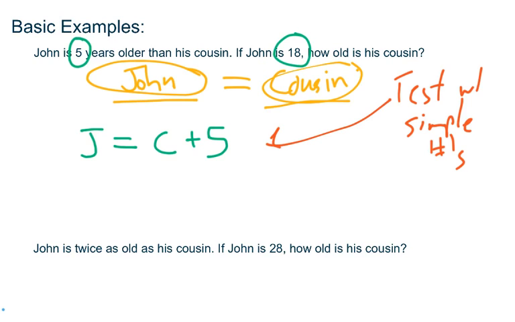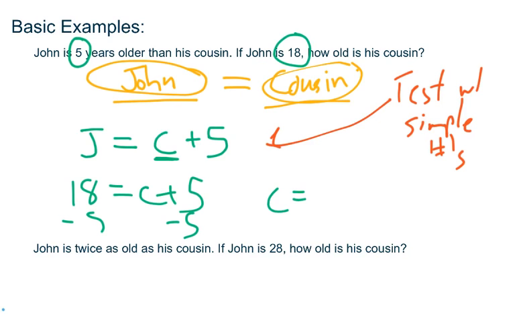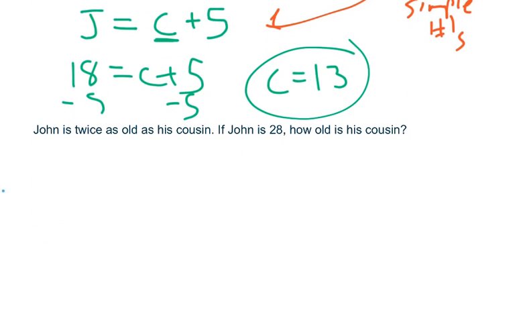Anywho, now that I have it, I can plug in my numbers. I don't know what the cousin's age is, but I do know that John's age is 18, and now I have an equation that I can solve. Subtract 5 from both sides, and I have C is equal to 13. So this cousin is 13 years old. All right, let's look at another example. John is twice as old as his cousin.